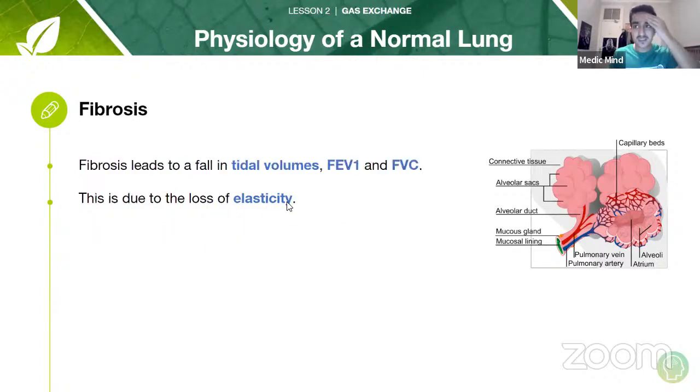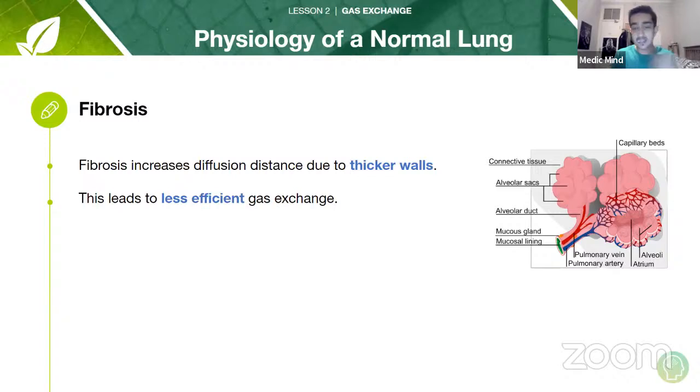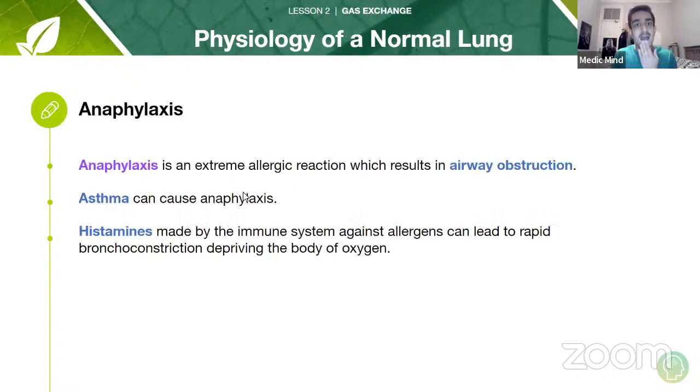And again, remember, fibrosis is fibrous rather than elastic tissue. Fibrous tissue is tough. It's not flexible, which basically means your alveoli can't stretch and recoil as easily. Your alveoli then lose their ability to take in as much air. And so you have reductions in your tidal volume, your forced expiratory volume, and your forced vital capacity. And again, it thickens the walls because it's thick fibrous tissue, which means there's less efficient gas exchange.